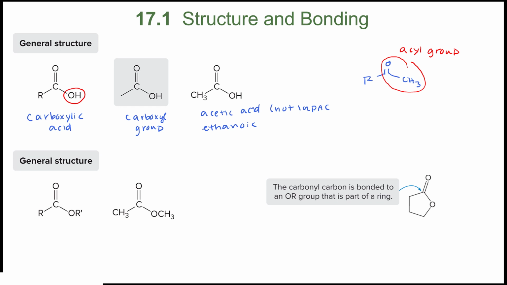In an ester, the general structure is the carbonyl again, and then instead of the OH, we have an OR group. So this carbon group here, this is an ester. And a common ester is methyl acetate. If the ester shows up in a ring, this is called a lactone. So that is another name for a cyclic ester.